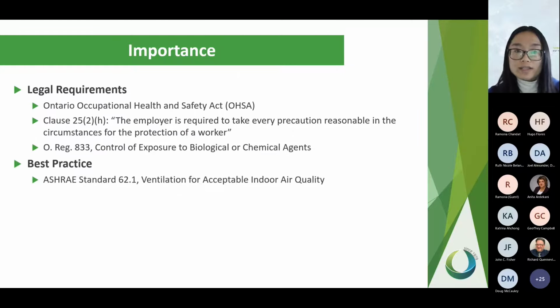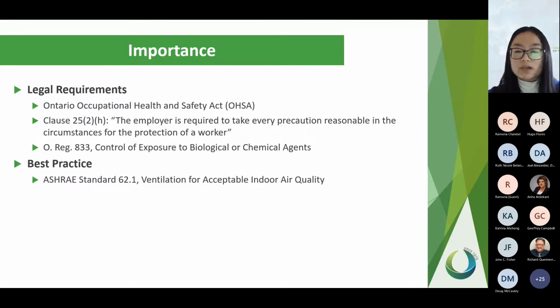And so why is tracer gas testing important? Well, first of all, there are legal requirements. So in Ontario specifically, under the Ontario Occupational Health and Safety Act, under the General Duty Clause, the employer is required to take every precaution reasonable in the circumstances for the protection of a worker. And that includes things like having proper indoor air quality for them.